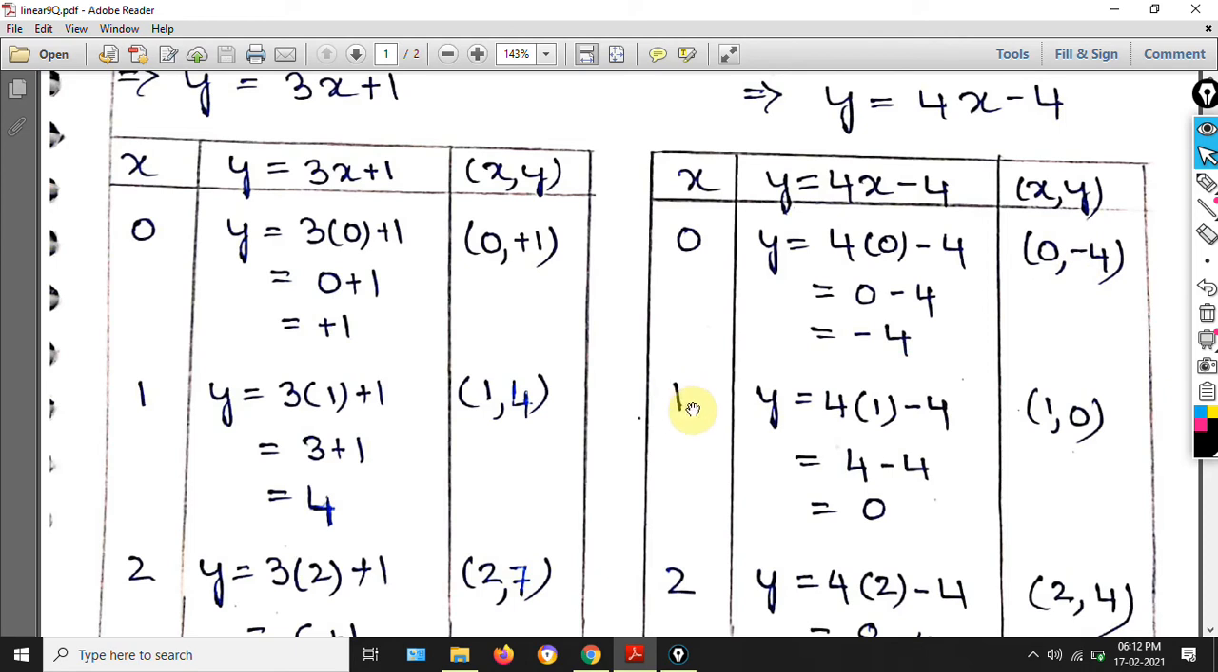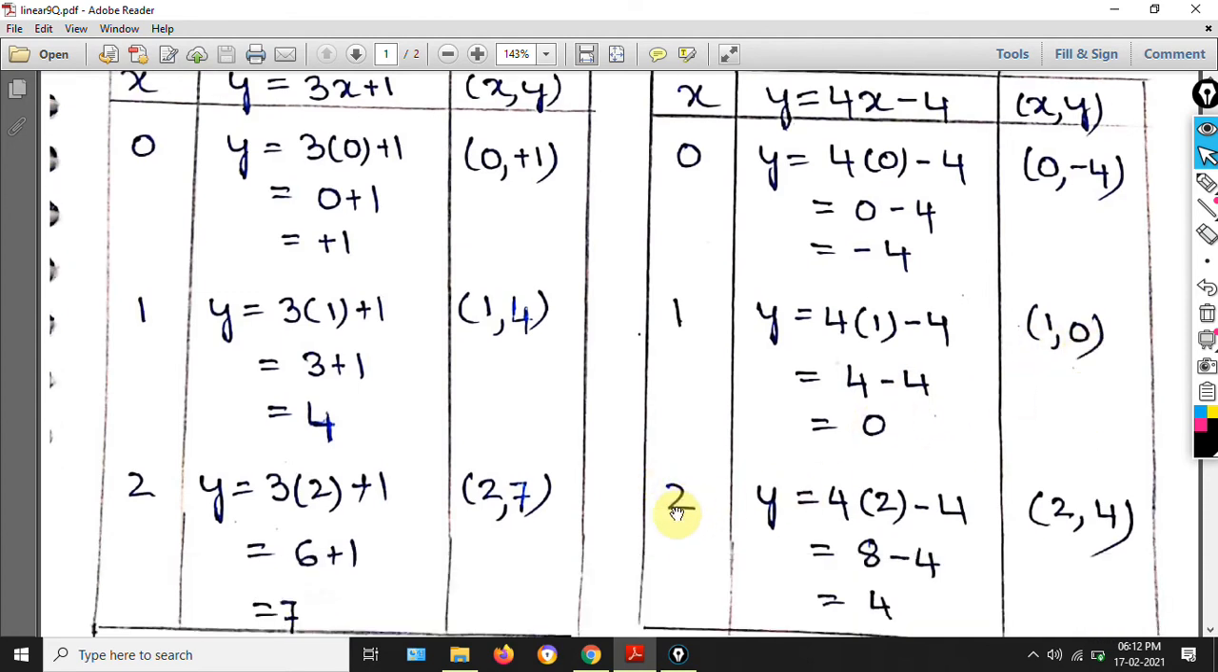Next, I am taking the x value as 1. So y equals 4x minus 4. In place of x, we are writing 1. So 4 into 1, and next minus 4 will come as it is. 4 ones are 4. Next, minus 4 is there. From 4, if we remove 4, we will get 0. So 1 comma 0.